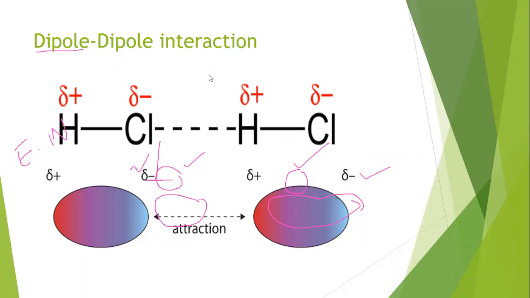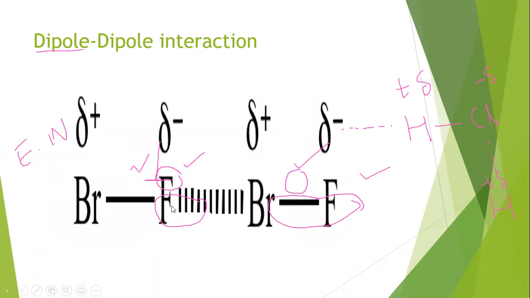In the same way, many molecules of HCl will attach with each other. Partial positive hydrogen has a covalent bond with a partial negative chlorine atom, and another hydrogen will again attach with this partial negative chlorine. In this way, many molecules are attached with each other by dipole-dipole interactions.